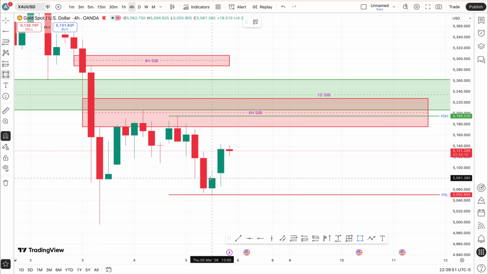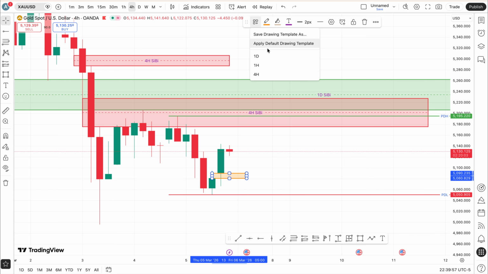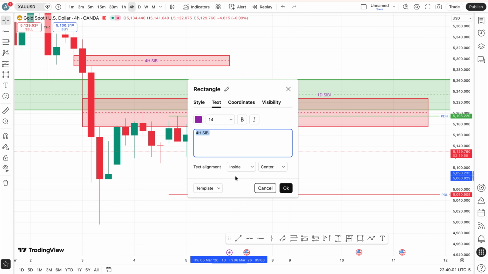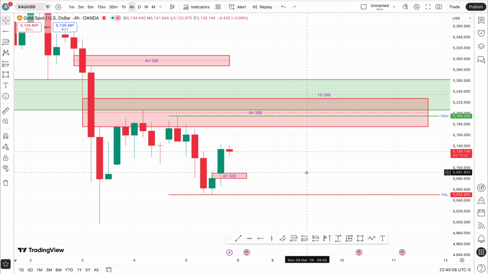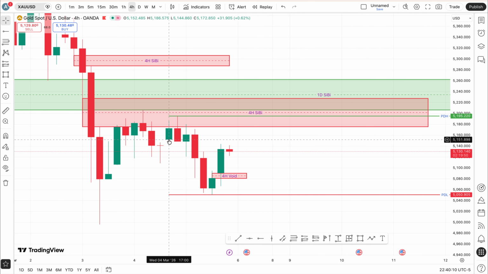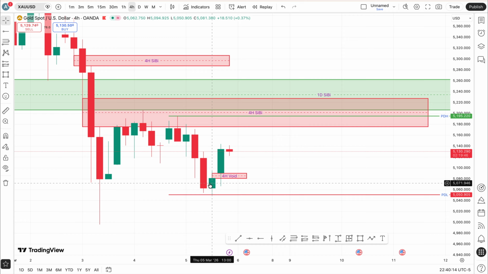You can see this void that has formed. We mark it as a 4 hour void. And you can see since yesterday there haven't been any fair value gaps that have formed.